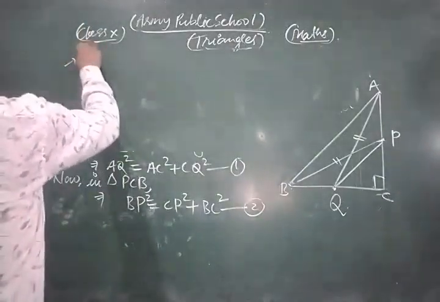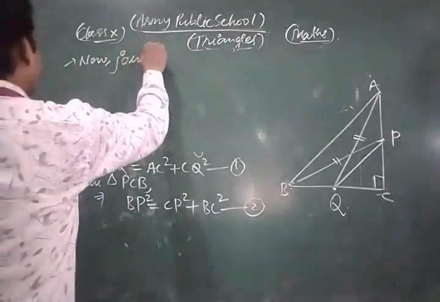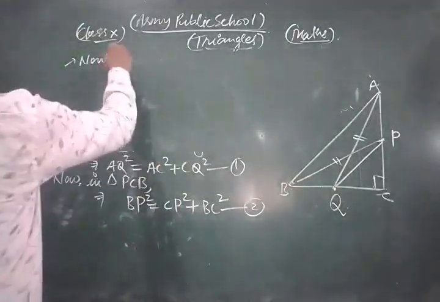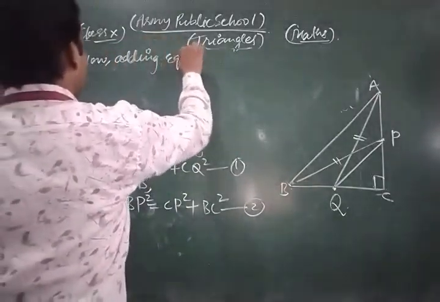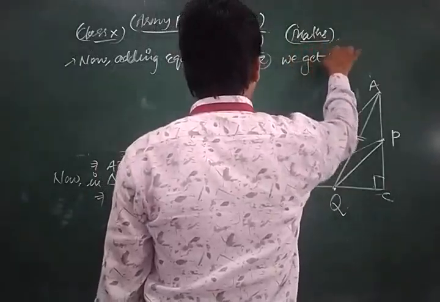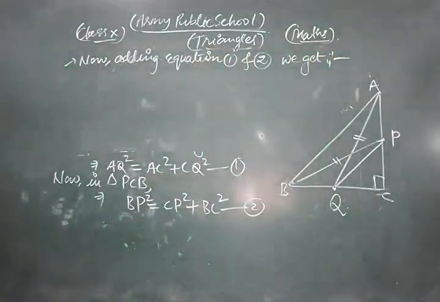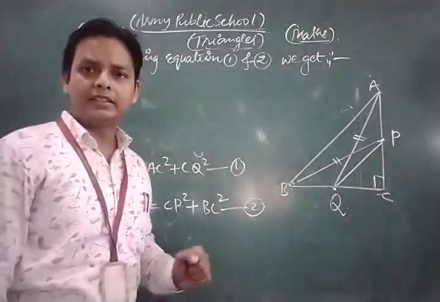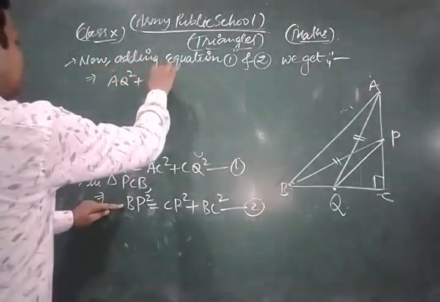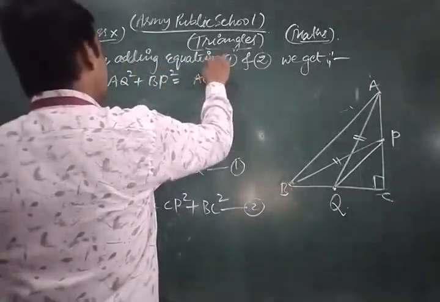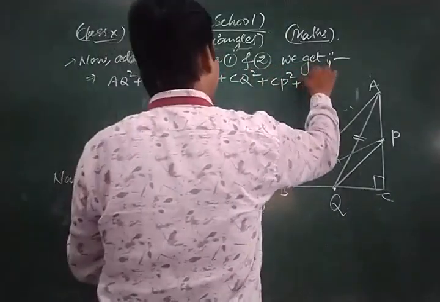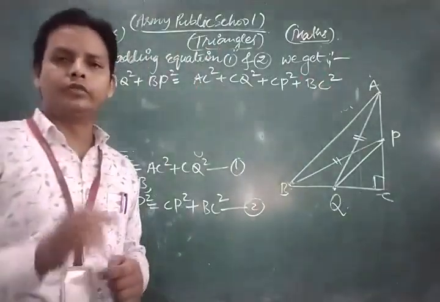Now adding equations 1 and 2, we get AQ square plus BP square is equal to AC square plus CQ square plus CP square plus BC square. So in this way we are adding equations 1 and 2.